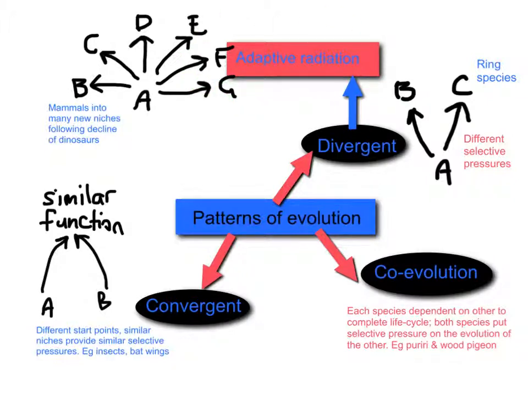Another subheading underneath divergent evolution is adaptive radiation, and this refers to the idea that we can have many new species being generated.